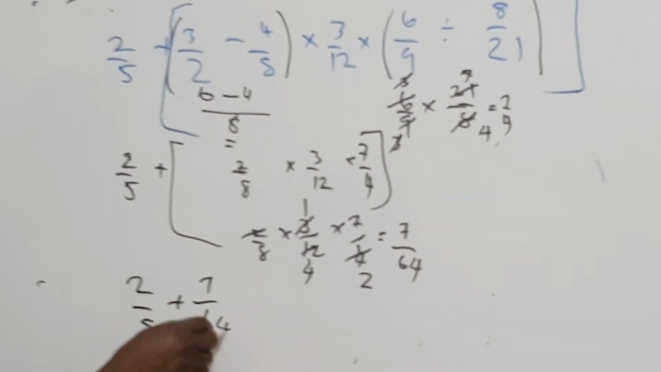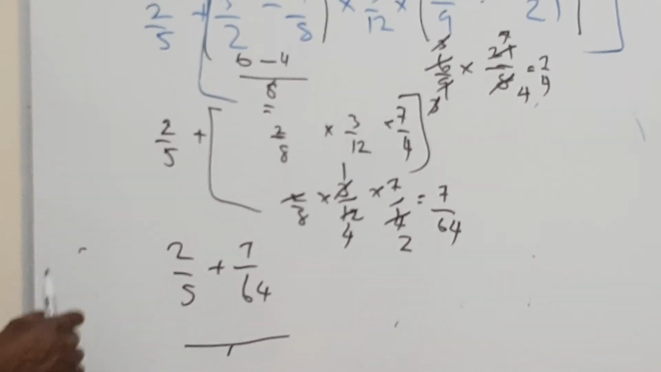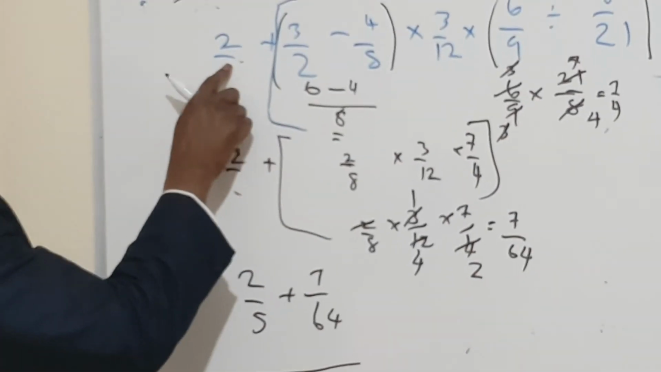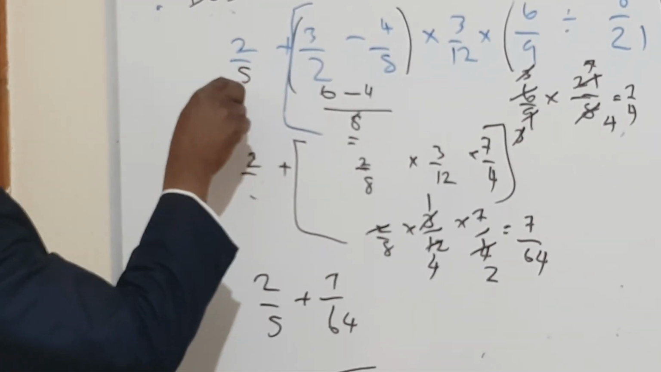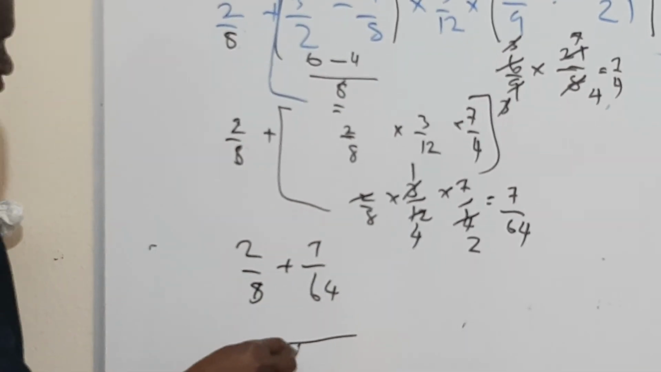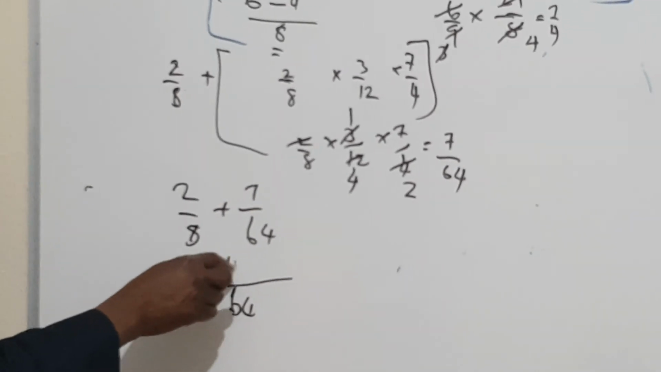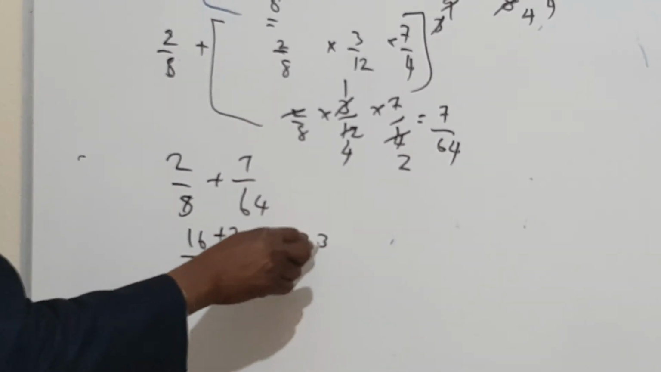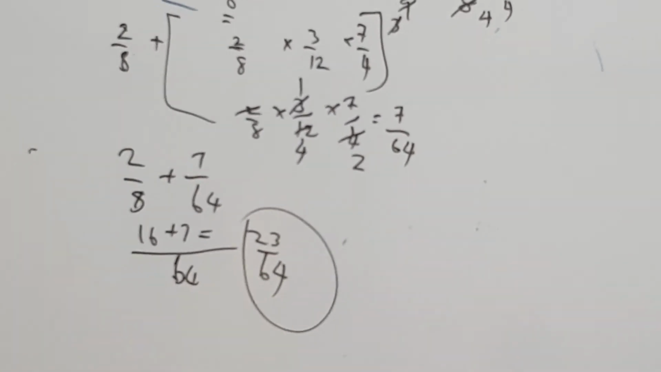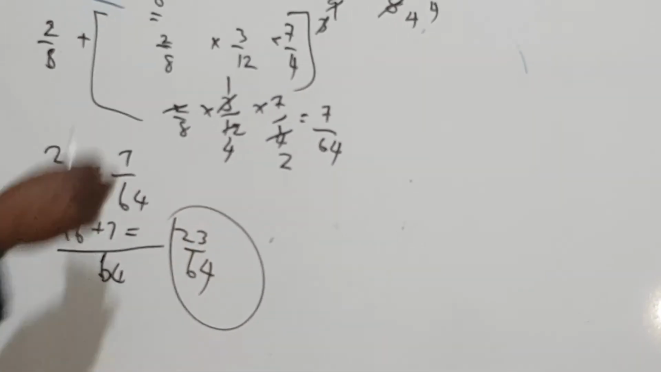7 over 64. The LCM is, that's a big number. Can we make this 2 over 8? Don't want to do a big one. So the LCM is 64. 8 into 64, 8 times, that is 16, plus 7. That is 23 over 64. That is our answer. If we do it different from BODMAS, we are going to get a different answer. You get that one?